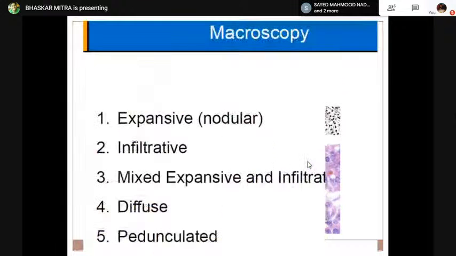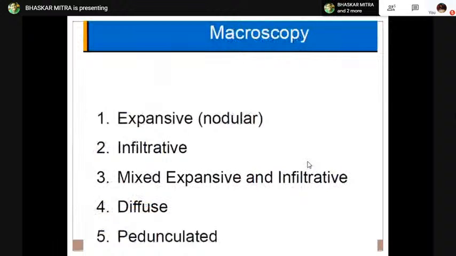Now, what type of growth do we usually see? It can be expansive, the expansive nodular growth, or it can be an infiltrative growth, mixed one, expansive infiltrative mixed, diffuse, or maybe pedunculated lesions. So these are the things.